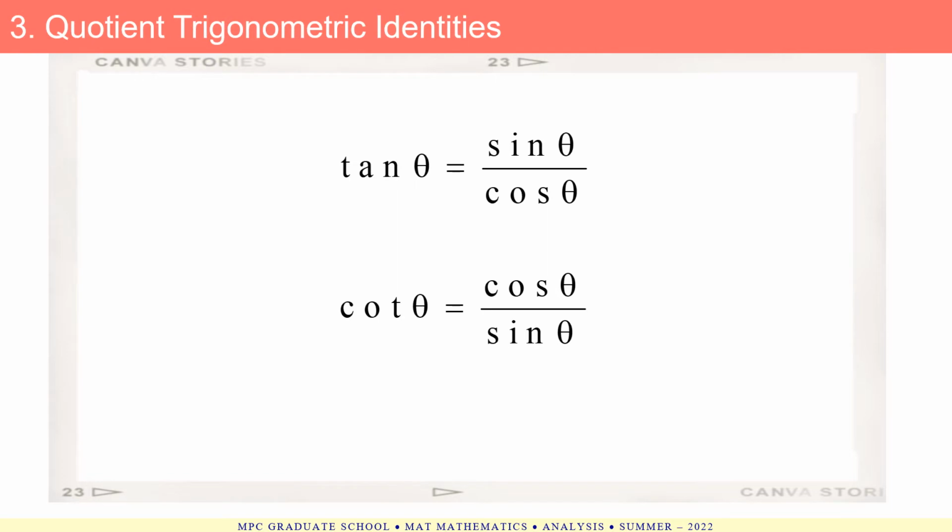We also have the quotient trigonometric identities. We have tan theta equals sine theta over cosine theta, and cotangent theta equals cosine theta over sine theta.